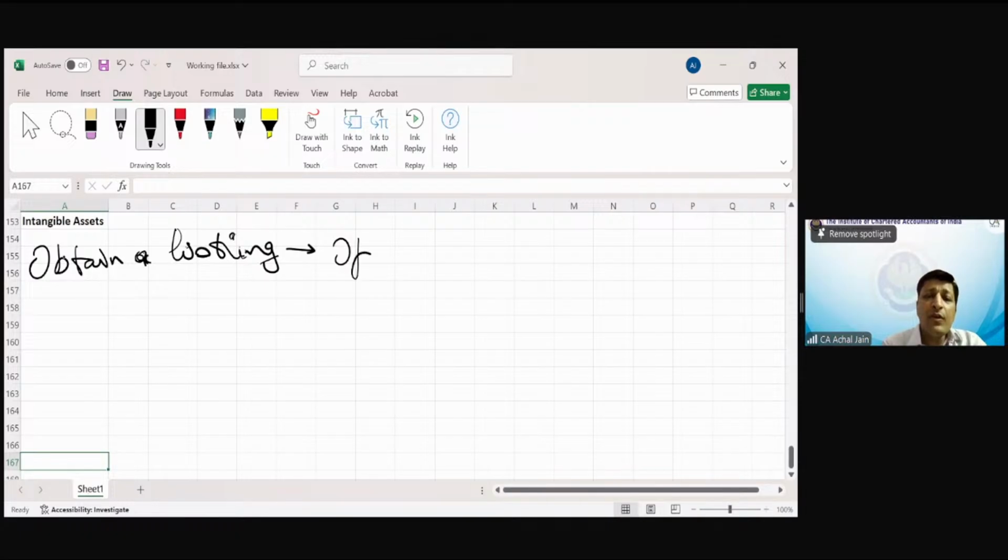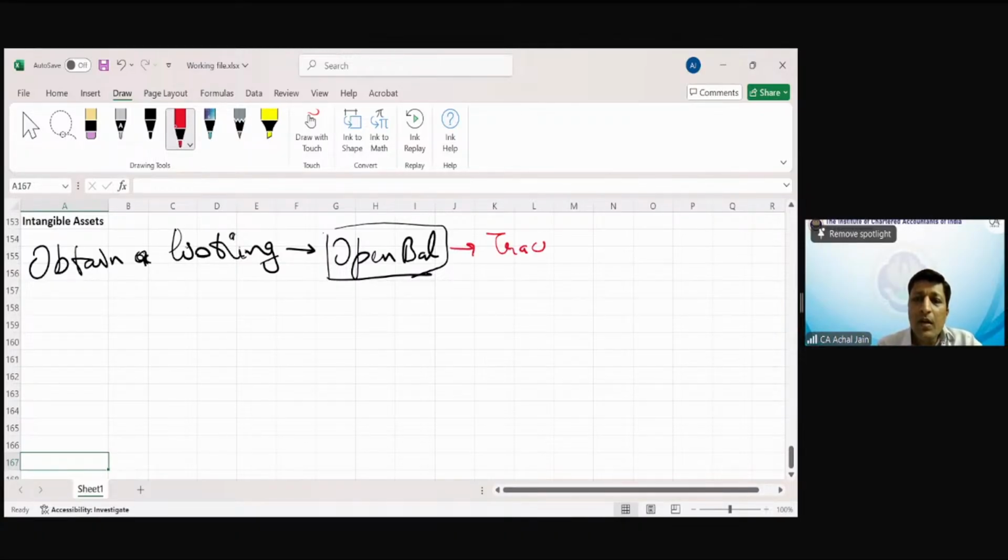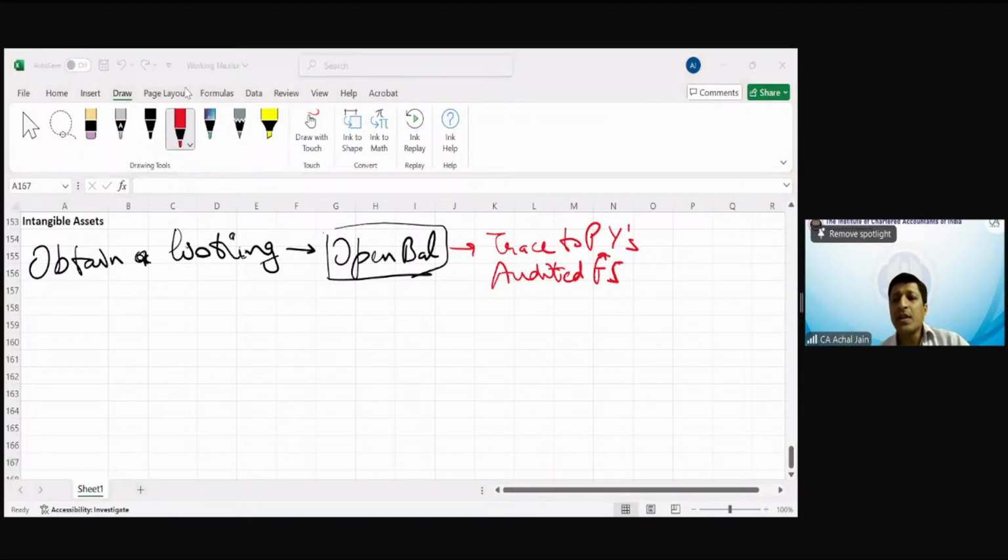Now, you have the opening balance. For the opening balance, we have the standard procedure. Can you tell me what is the standard procedure for the opening balance which the auditor will be required to perform? Same thing. Trace to previous year's audited financial statements. Correct.